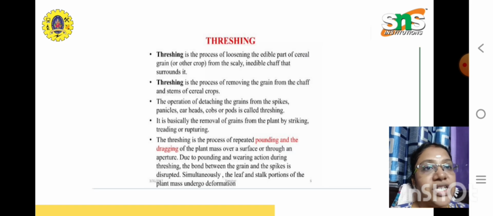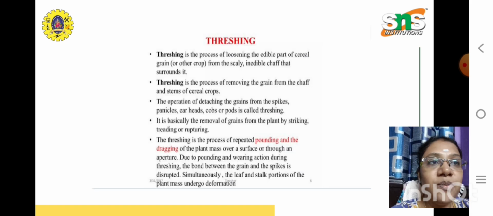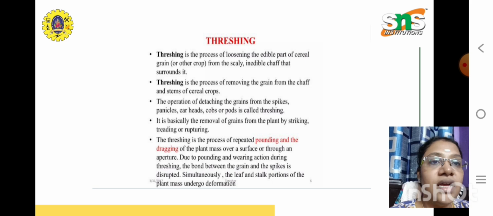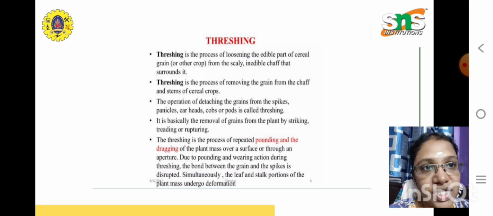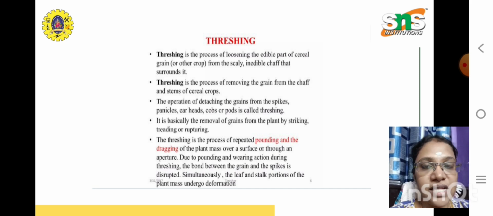So threshing is the process of loosening the edible part of the cereal grain from the scaly inedible chaff that surrounds it. It is the process of removing the grain from the chaff or the stem of the cereal crops. So in this operation we are detaching the grain from the spikes, panicles, ear heads, cobs or the pods, and that we call threshing.